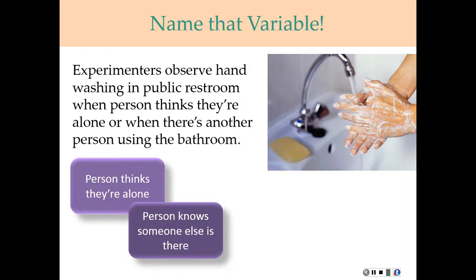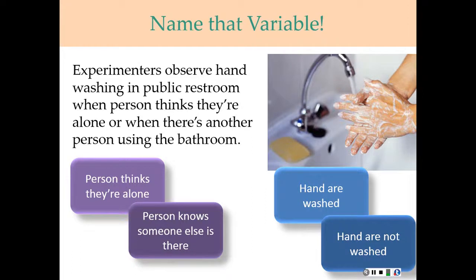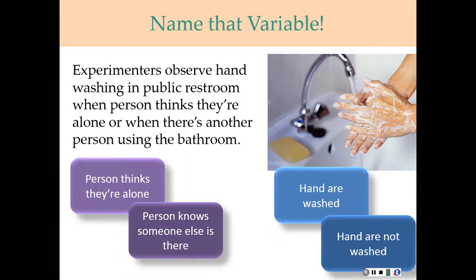Okay, so in an in-person class, I would ask my students which variable is which, but it'll be a lot less mysterious for you guys because I'll just tell you. But first, let me outline the other thing. Some of the participants are going to be washing their hands, some are not, right? That's what we're going to be listening for as the experimenter that's hiding in the stall, right? So we've got some participants who think they're alone and some who know somebody else is there.